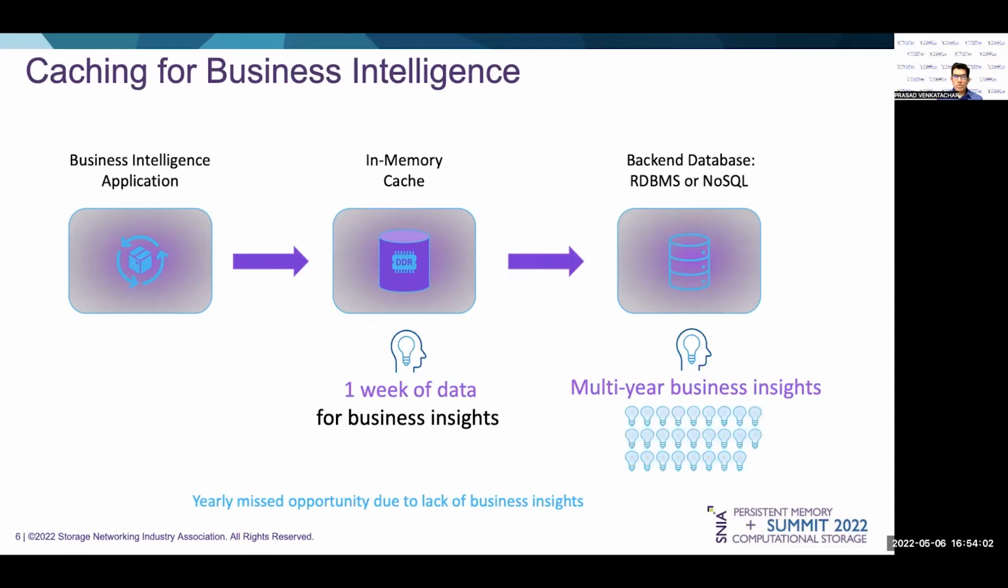And this is also true for a business intelligence application, where the business execs frequently use regular business reports stored in the in-memory cache. It could also be using fresh, latest-and-greatest data in the in-memory cache, which could be one week's worth of business insights, while all the multi-year business insights are stored in the backend database.